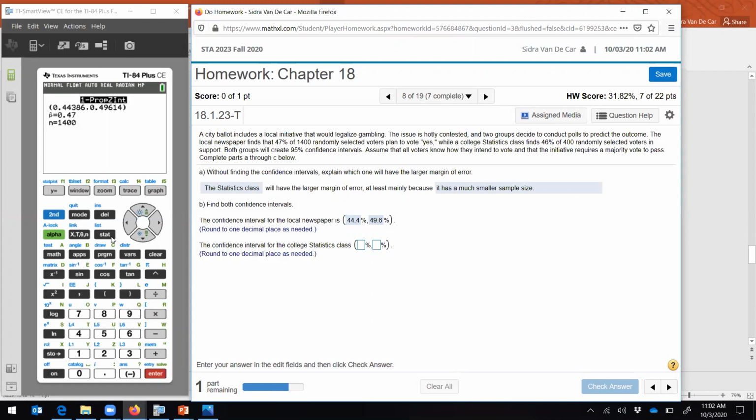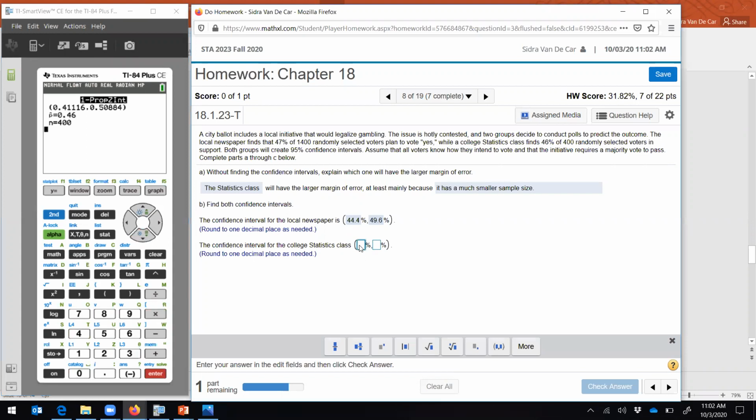And for the statistics class, we're going to go stat test option A. And they're doing 46% of 400, out of 400. And it's again a 95% confidence. So we're going to go 41.1 to 50.9.